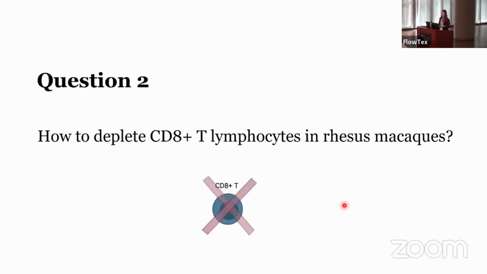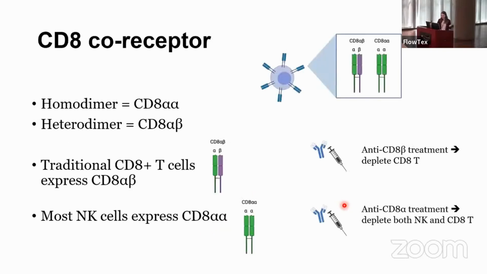So now let's move to our second cohort. How do you deplete CD8 T cells in rhesus macaques? And I want to pause here and talk about CD8 for a bit because this molecule can be expressed as either a heterodimer or a homodimer, alpha beta chain or alpha alpha chain together. Your traditional CD8 T cell that you think of as a CD8 T cell are CD8 heterodimer expressors, while most NK cells are homodimer expressors. So when you look in a journal and you see there's a CD8 T cell depletion, you want to pay attention to what chain the depletion treatment is targeting.